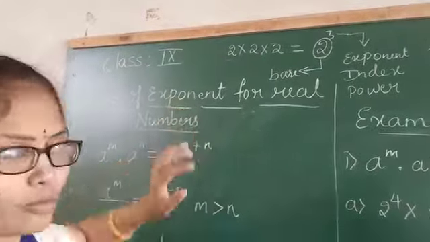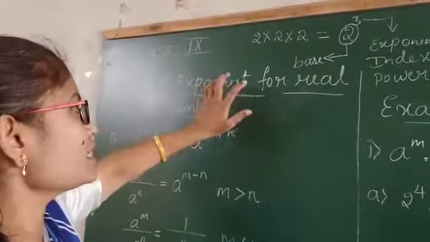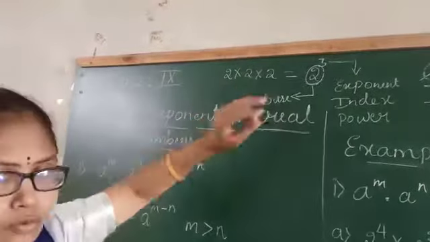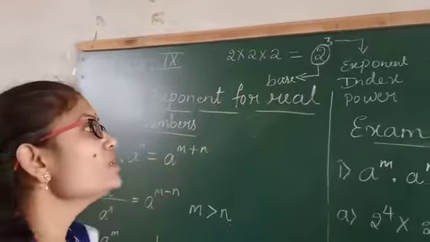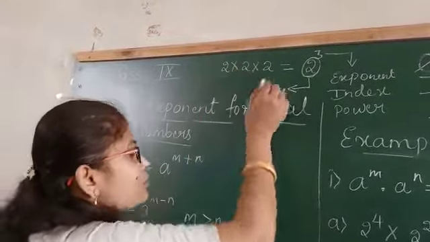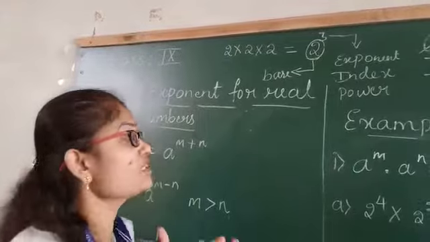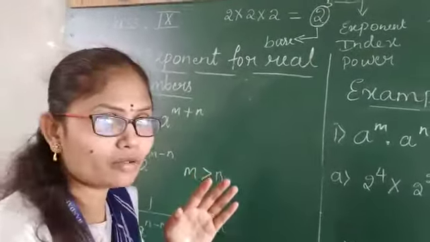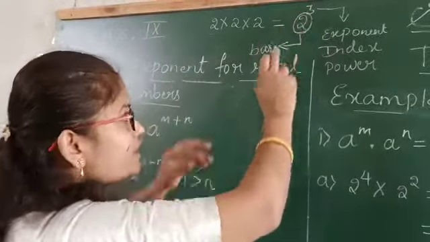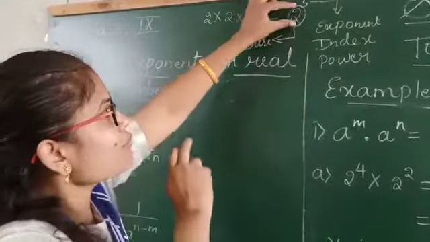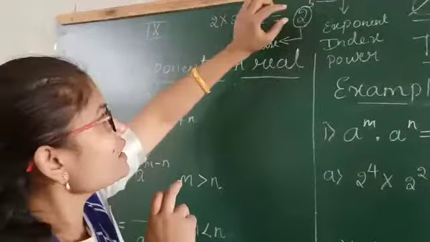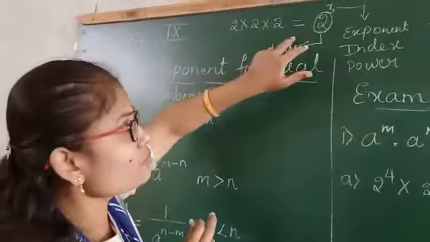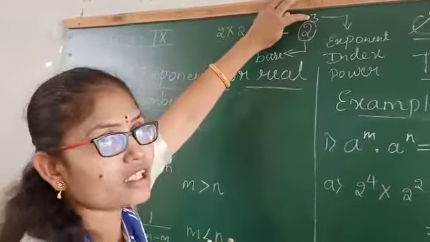Then what is meant by exponent? Exponent means nothing but, see, I have taken one example here. You can see 2 into 2 into 2. The same number I am going to multiply 3 times. This one I am going to represent by using 2 to the power of 3. I am writing 2 as the number that is multiplied, and it is multiplied 3 times, so I mention 3 in the power place.